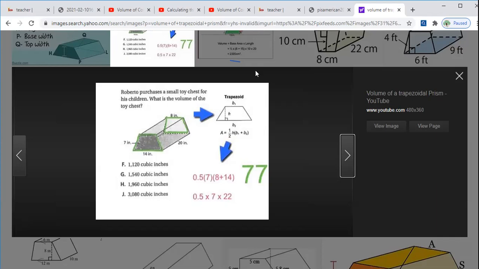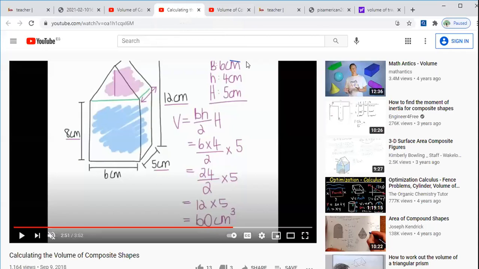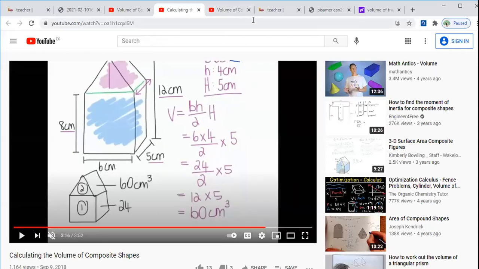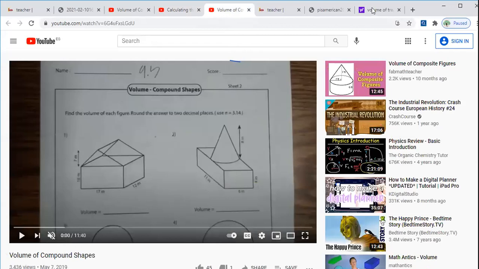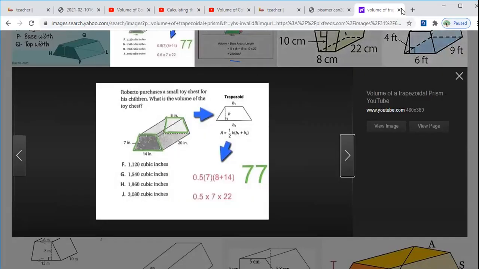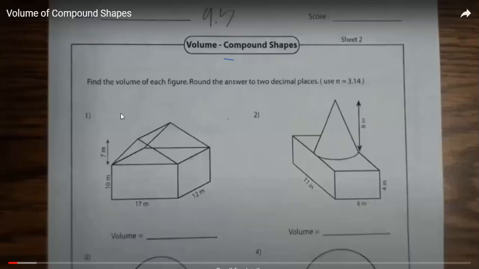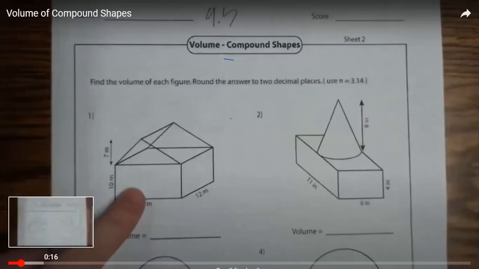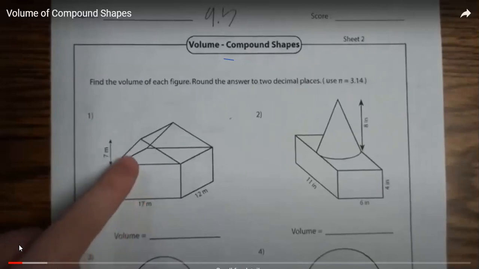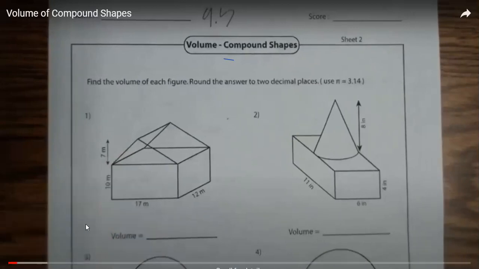In case you have a figure that consists of more than one shape, we will divide the shape into 2 parts, and then we will calculate the volume for each part, and then we will add to find the volume for this figure. Now it's your turn for our evaluation. Are you ready? Take a screenshot and solve question number 1, please. Is it a rectangular prism, triangular prism, or composite figure? Make a screenshot and send me your answer in our group.